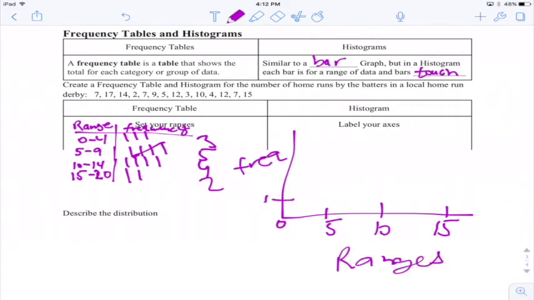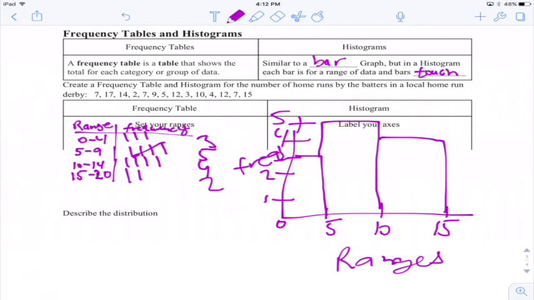So I have 1, 2, 3, 4, 5. Kind of hard to draw on this, but that's okay. You guys get it. So from 0 to 4, I have 3. From 5 to 10, I have 5. From 10 to 15, I have 4. And from 15 to 20, I have 2. See how the bars touch? Just list the frequencies. Okay, this is still one variable statistics. Notice how we only have one variable, just those number of home runs, but it looks like there's 2 because I have ranges and frequencies, but it's really not.